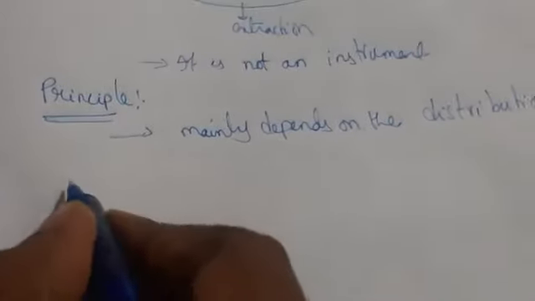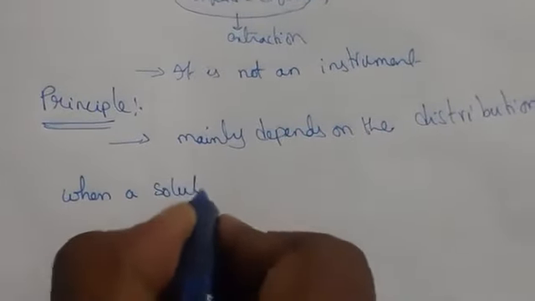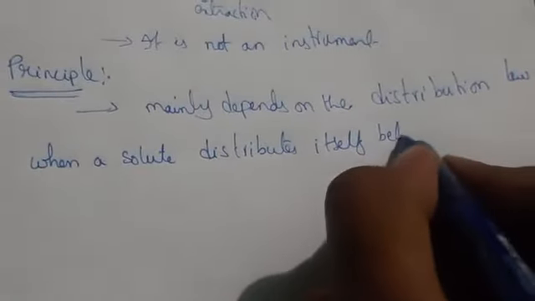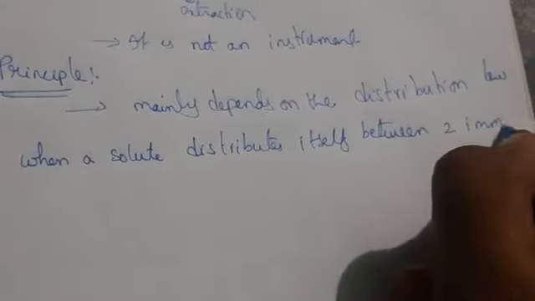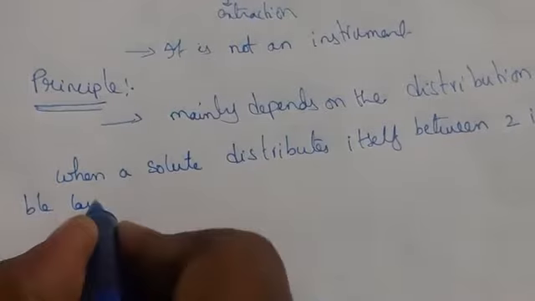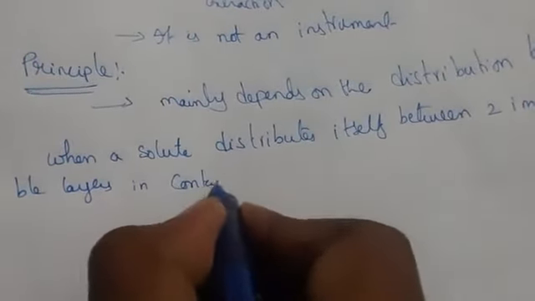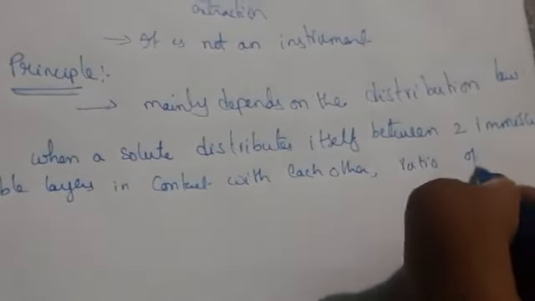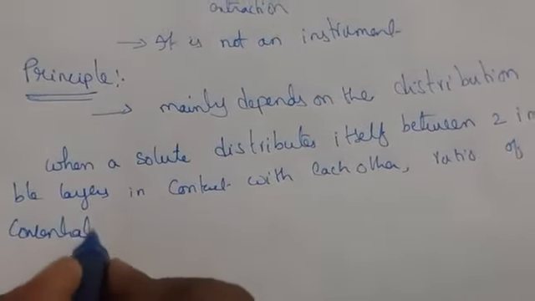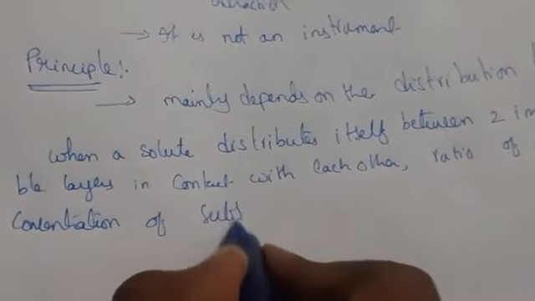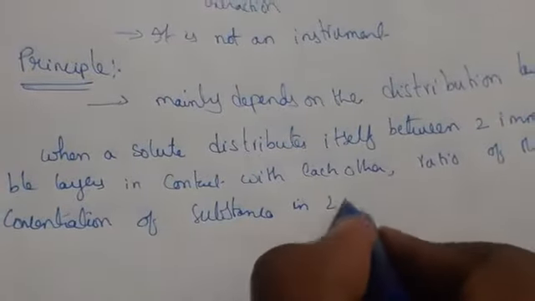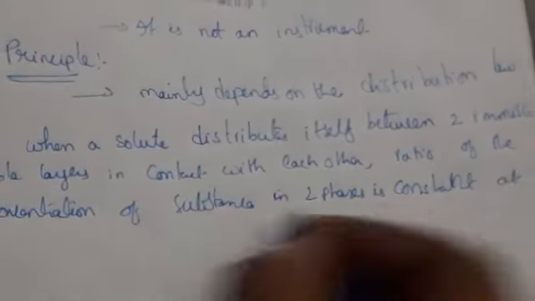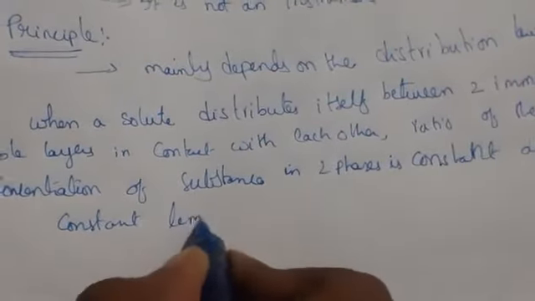Then what is distribution law? Distribution law is nothing but, when a solute distributes itself between two immiscible layers in contact with each other, the ratio of concentration of substances in two phases is constant at constant temperature. So this one we call it as distribution law. Now I'll explain you clearly here.